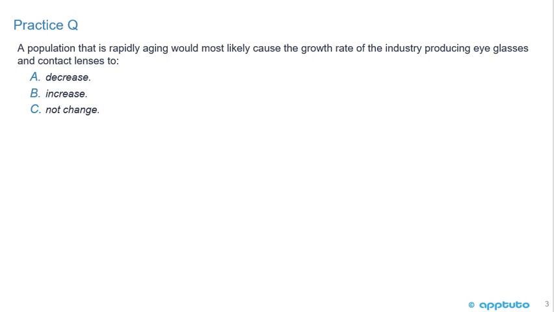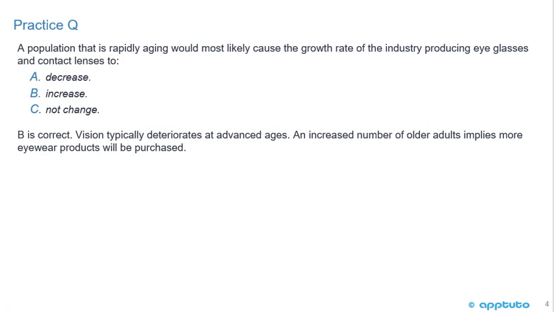The first one: a population that is rapidly aging would most likely cause the growth rate of the industry producing eyeglasses and contact lenses to A, decrease, B, increase, or C, not change. I think you'd be happy to see that question on the CFA exam, and it's making you wonder how people could ever fail this test, because this seems pretty easy.